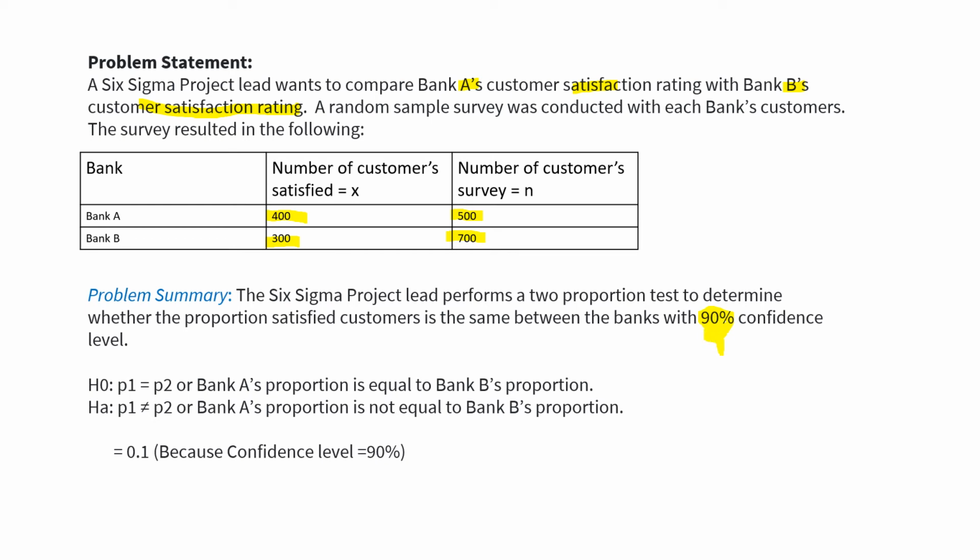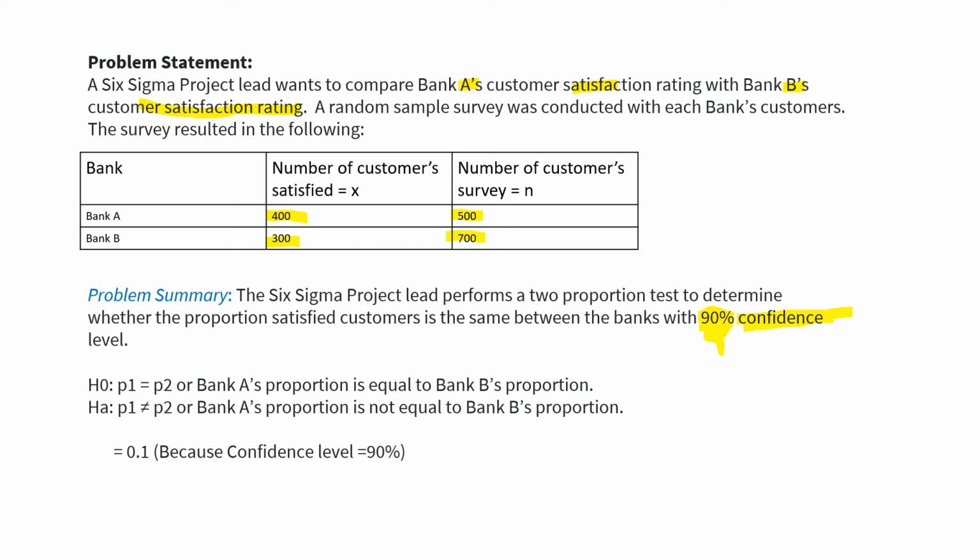In the previous example, we didn't have the confidence level given to us. We had to assume it as a 95% confidence level. But here we are talking about a 90% confidence level. I'm sorry, not confidence interval, we are talking about confidence level.